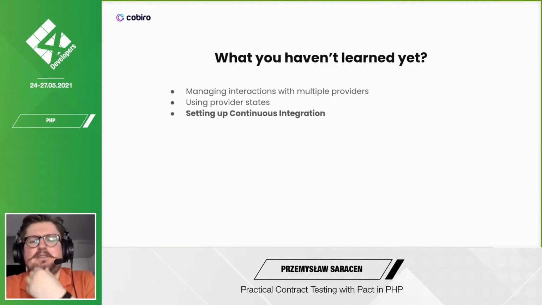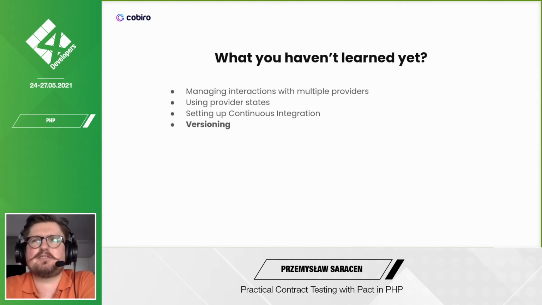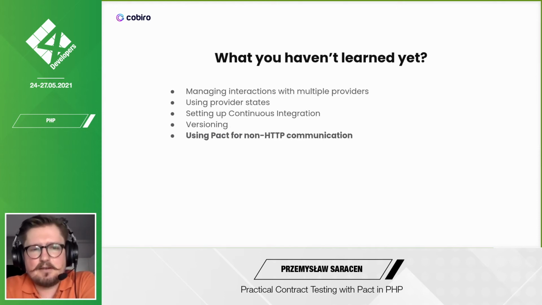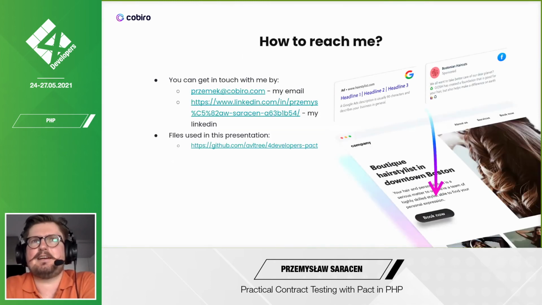Also, we didn't learn how to set up continuous integration with Pact, but it's doable, but everyone can use their own ways to do it. There is also support for versioning. As I've mentioned before, all pacts are versioned, and we can use those versions to check which versions of our applications conform with each other. Also, non-HTTP communication, as I've mentioned before, Pact can also be used in any types of integrations, not only REST HTTP APIs. So that's all for me.